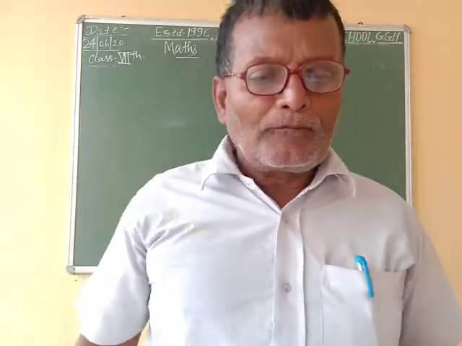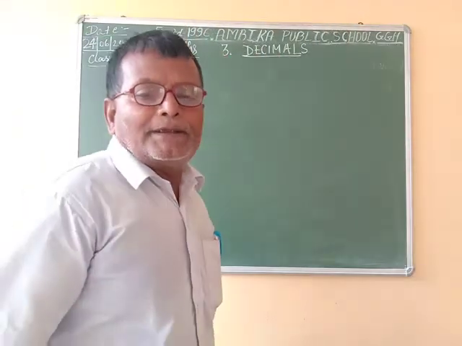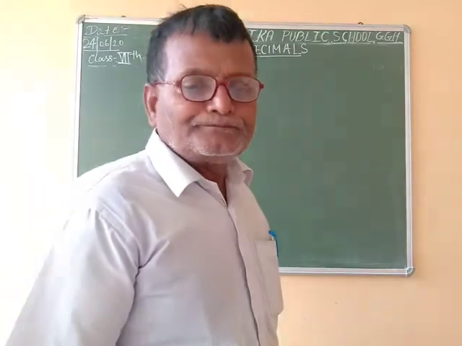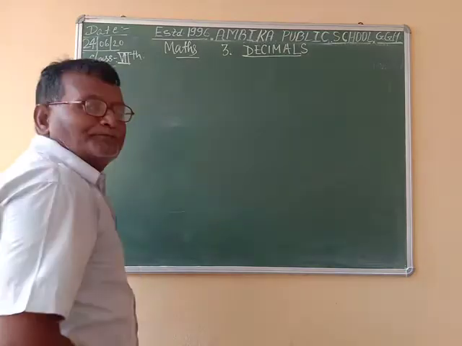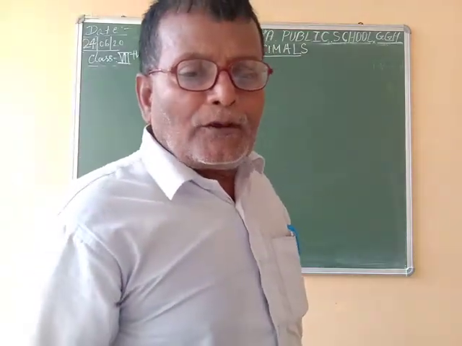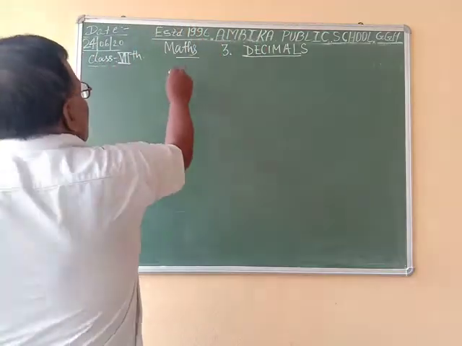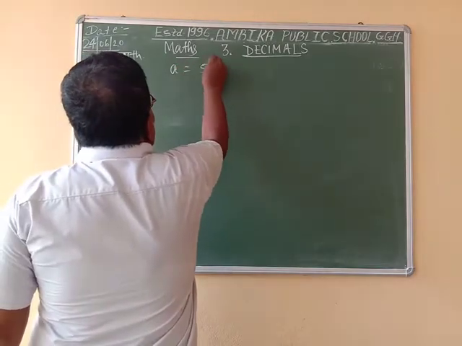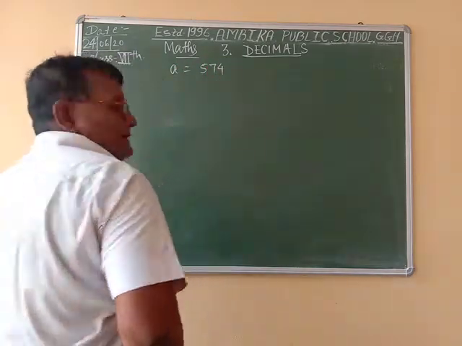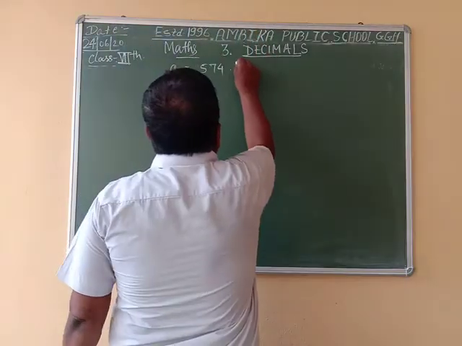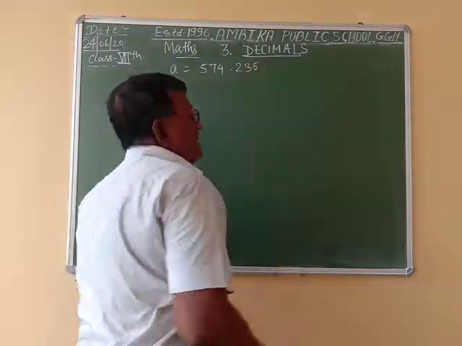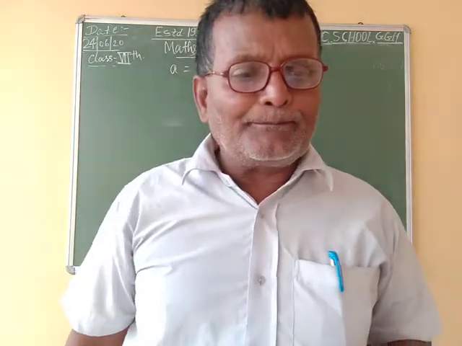Revision of decimal numbers. Here we are given A is equal to 574.236. We are given a decimal number.